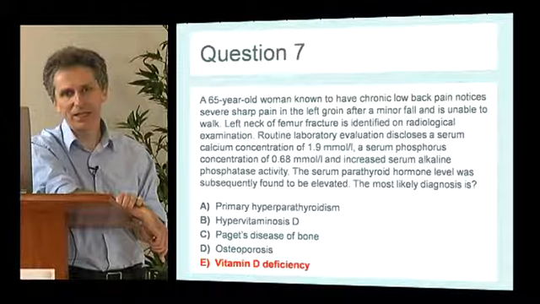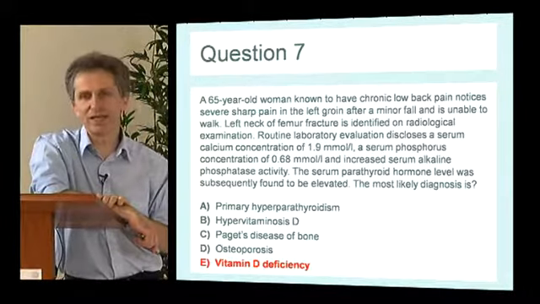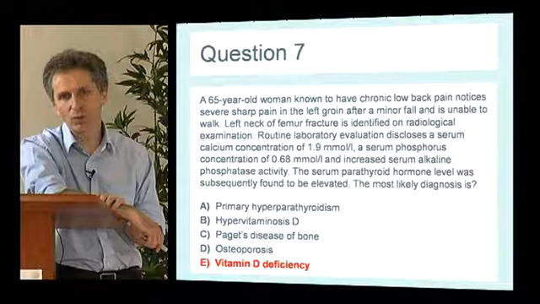A is not correct because primary hyperparathyroidism would cause a raised calcium. But if they'd slipped in there hypoparathyroidism, that wouldn't be correct either because you'd see a raised phosphate with a low calcium. Hypervitaminosis D is clearly not correct because that would cause a high calcium and a high phosphate. Paget's disease of bone generally does not affect calcium levels, except possibly following a fracture when you can get a raised calcium. And osteoporosis is not associated with a disturbance in calcium metabolism. So that leads us to the vitamin D deficiency.